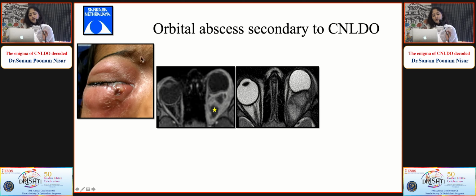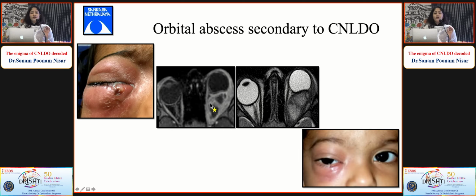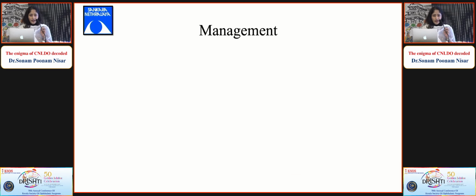So this was a 2-year-old child who presented to us with complaints of watering since birth. And you can see here all the telltale signs of an orbital cellulitis. Imaging showed a picture of an orbital abscess. After drainage on day 5, look at how the child is. So these things are something that must be picked up early, and these are a few indications of doing an imaging in a case of CNLDO.